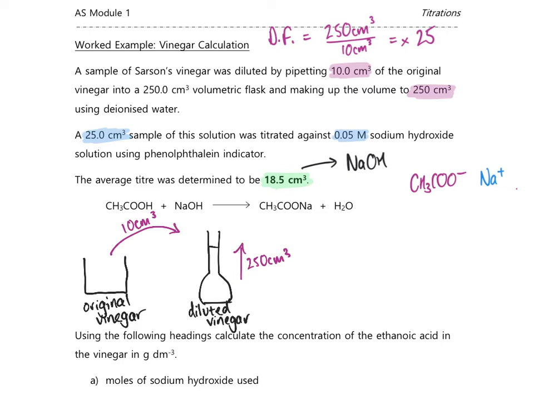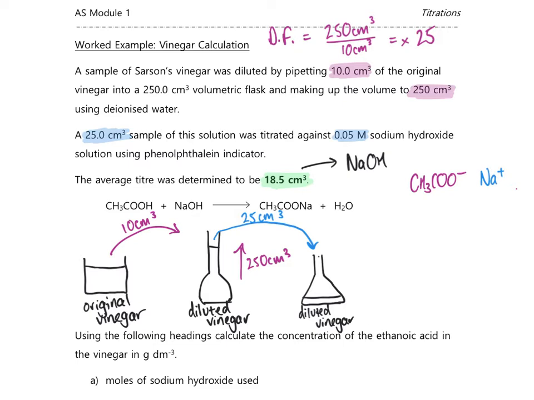What we're going to do with that is we're going to take 25 centimetres cubed of it and we place it in our conical flask. So 25 centimetres cubed will be pipetted out and put in our conical flask because it's our unknown solution. And just to help you keep track of which is your diluted vinegar and which is your original undiluted vinegar, I would write underneath your conical flask that this is our diluted vinegar that we're using in the titration.